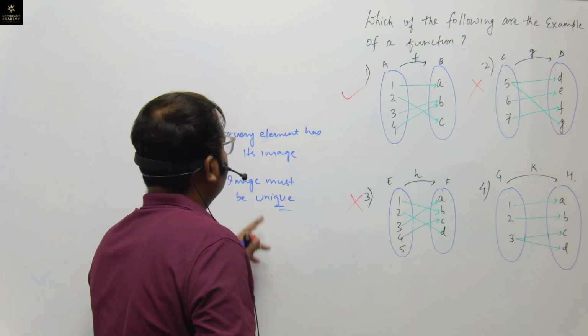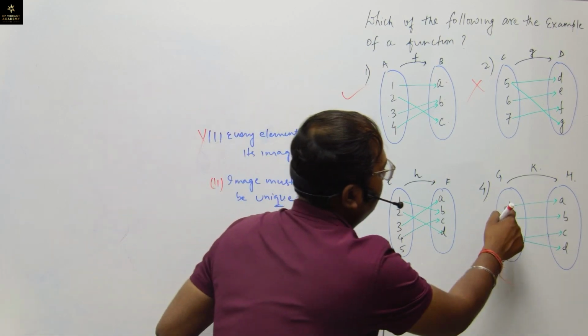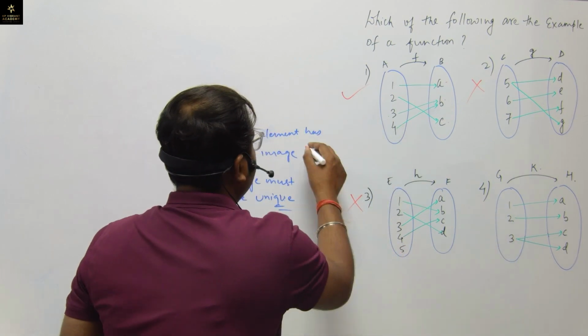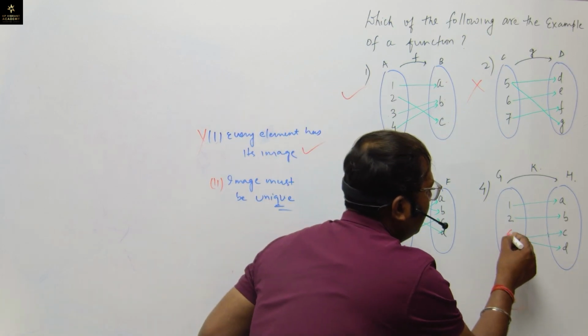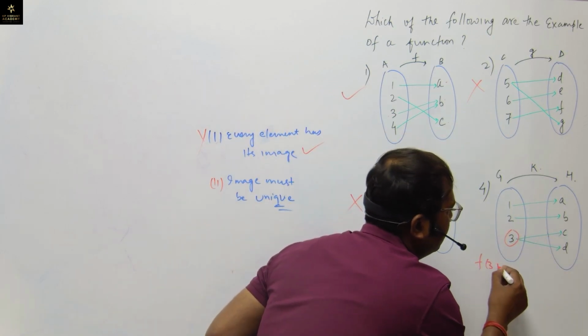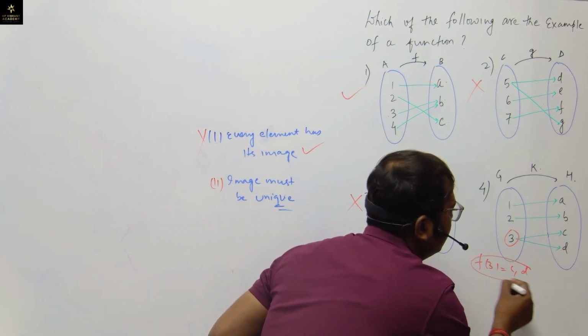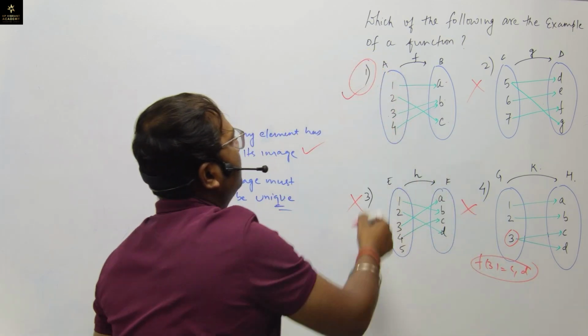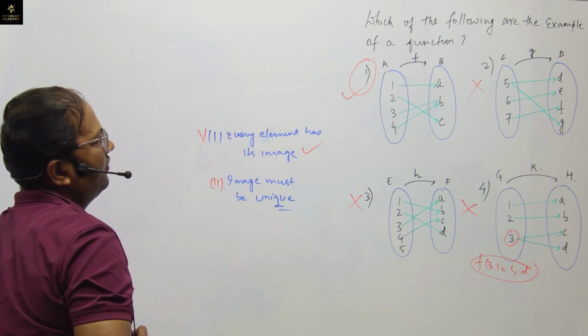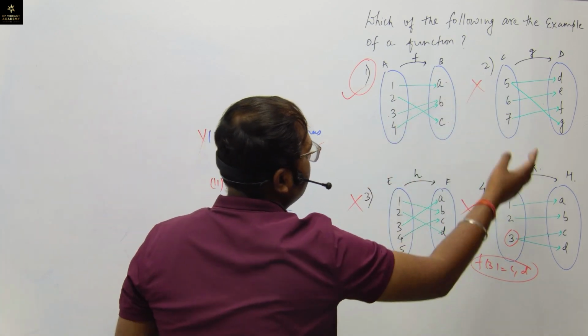Now we have example 4. Okay, so every element has its image, so all the elements are having its image, so first condition is satisfied. Secondly, image must be unique. Okay, so 3 का क्या है, दो इमेज आ गया ना, f of 3 is equal to c and d, so images are not unique, so this is not a function. So only example 1 is a function, and rest of the relations are not function.